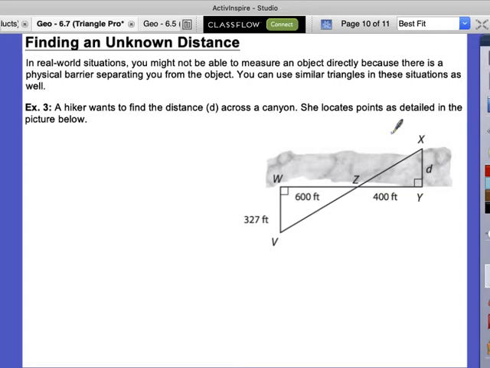So a hiker is going to find the distance across a canyon, which is D here. That doesn't make sense for that to be distance across the canyon, the way the picture's set up. I don't like that. We'll pretend that makes sense though for now. She locates points as detailed in the picture below. Try and find this distance, okay? This doesn't make any sense. I super need to change this problem.